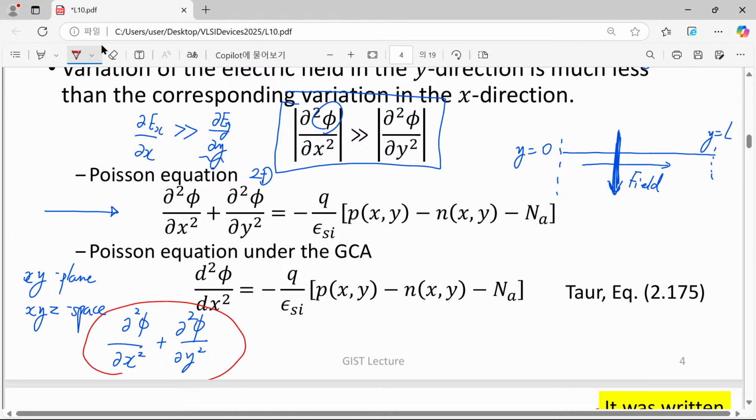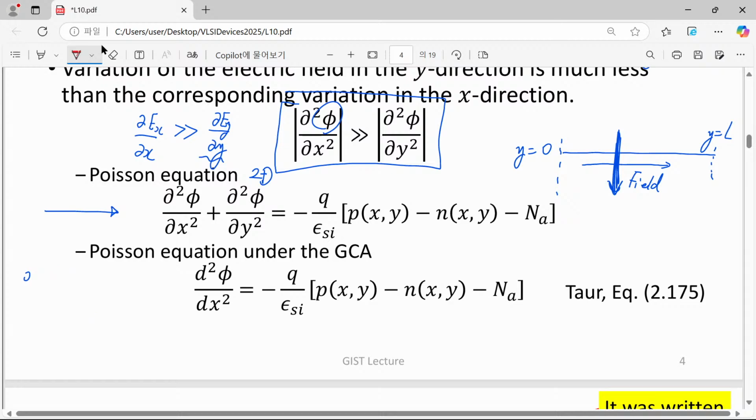Well, we have already done quite an impressive job with only this x-directional Poisson equation, but now we have a very annoying term corresponding to the second derivative with respect to the y direction. So what we did with the gradual channel approximation is, simply speaking, although we must consider this second term, it's not important. I will neglect it. So just neglect it. This procedure is called the gradual channel approximation.